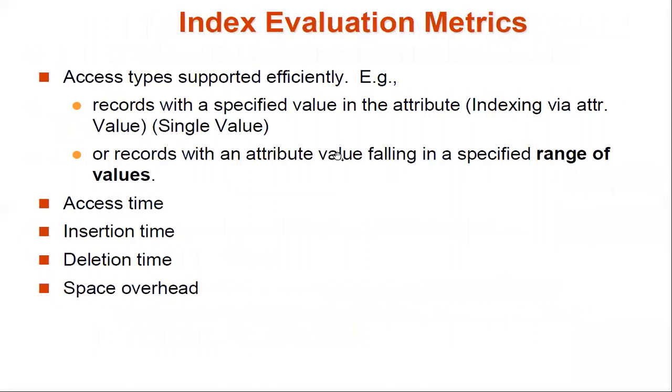So how can you measure an index file? What evaluation metrics are available for index files? As we said, index files are mainly meant for quick, fast access. The access type supported efficiently is records with a specified value in the attribute. From the record you can select any one attribute for your indexing purpose based on your convenience, maybe a single value or more than one value. Sometimes you can select a range of values also, which is possible.